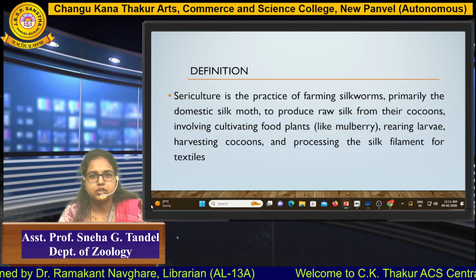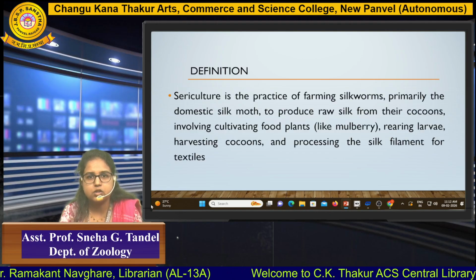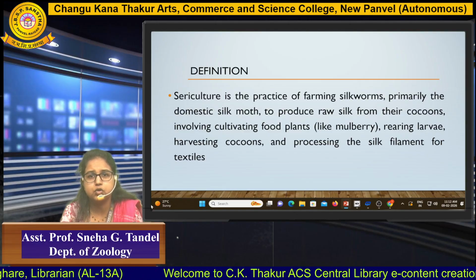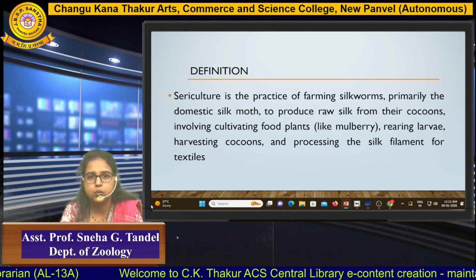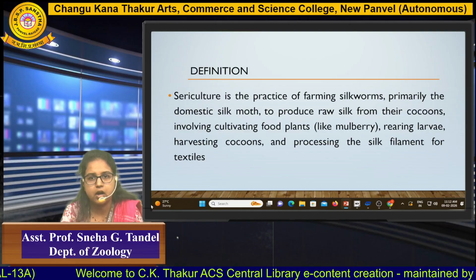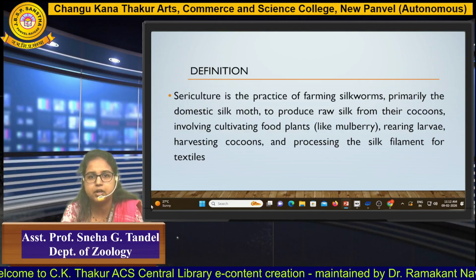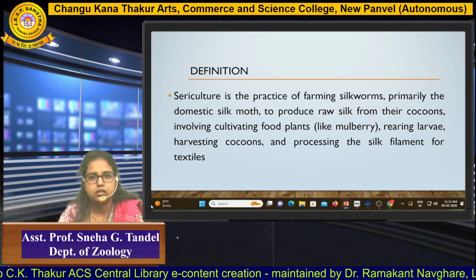First one is a definition. Sericulture is a practice of farming silkworm, primarily the domestic silk moth, to produce raw silk from their cocoon, involving cultivation of food plant, rearing the larva, harvesting cocoon, and processing the silk filament for the textile.